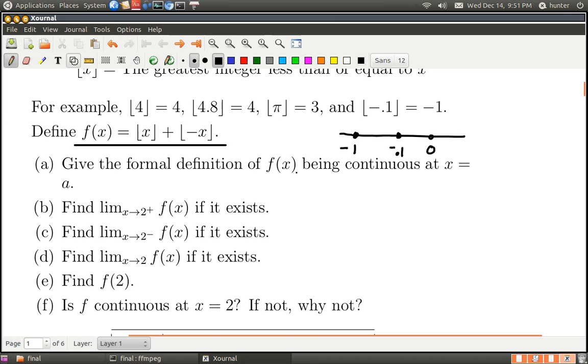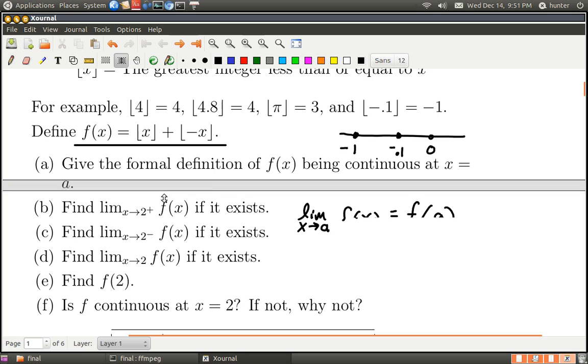It says, give the formal definition of f of x being continuous at x equals a. Let me just remind you that that means that the limit as x goes to a of f of x exists and it's equal to f of a. In words, what this means is that if f suggests that it's going to do something at a, like this is what f does around a, then it actually does it. So it doesn't tease you and do something else at the last minute.